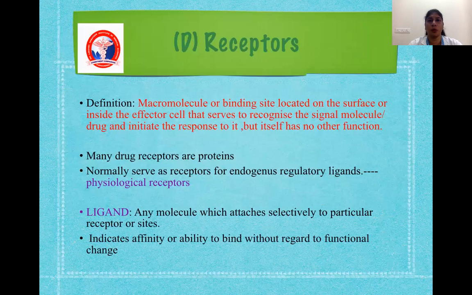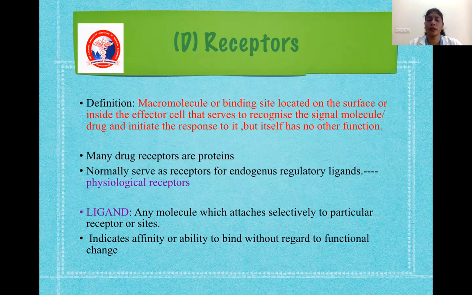First, what are receptors? As you all know, a receptor is a macromolecule or a binding site located on the surface of or inside the effector cell that serves to recognize the signal molecule or the drug and initiate the response to it. But itself it has no other action, which means the receptor per se doesn't have any action; it accepts the ligand to bind on it and produce an effective drug response. That is the primary thing which is happening.